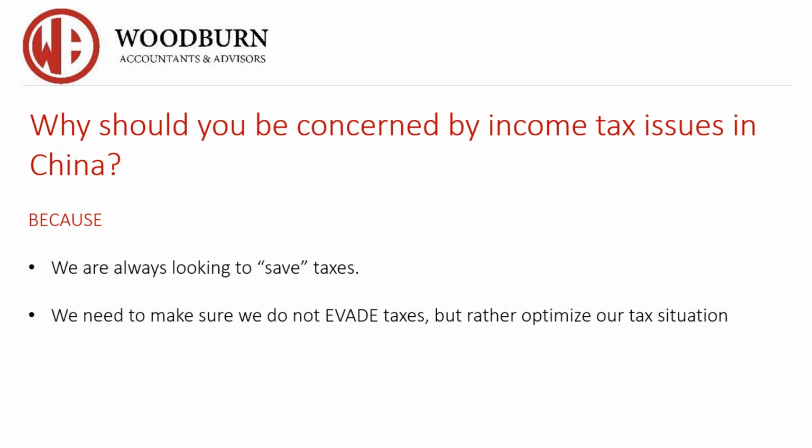But what we need to make sure of is that we do not evade taxes, but rather that we optimize our personal tax structures. Now, if you are a foreigner and you have been seconded to China, then most likely you will have a dual salary, and most likely you will have a tax liability in more than just one jurisdiction. So the goal is to make sure that you are optimizing your tax structure so that no tax bureau can approach you and say that you are evading taxes, okay?